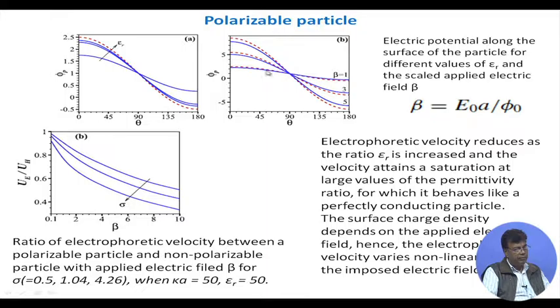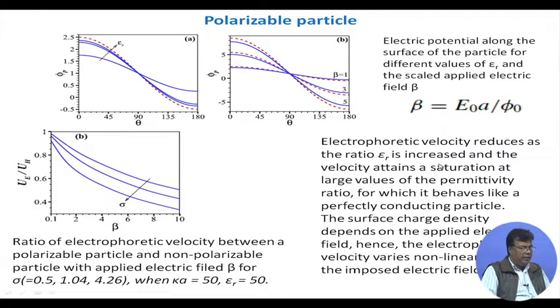So, obviously, the surface potential strongly depends on E0. So, this implies that the electrophoretic mobility will also be a function of E0. So, that is why the term mobility is not used, the velocity is used. Now, the electrophoretic velocity is found to reduce.